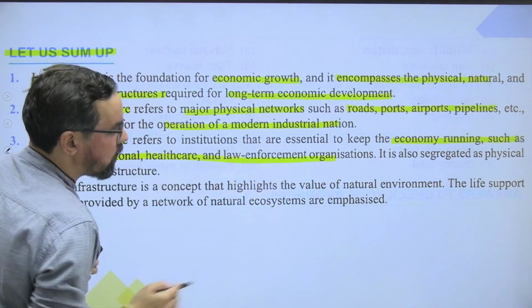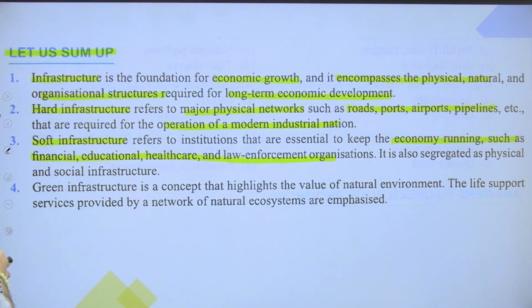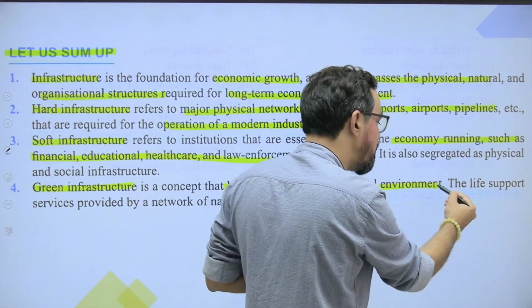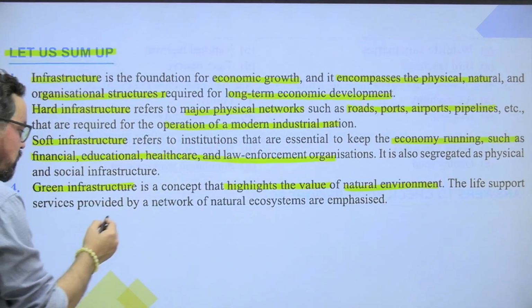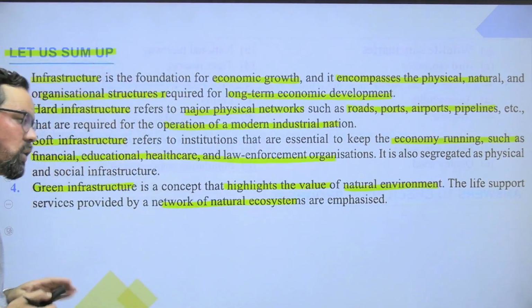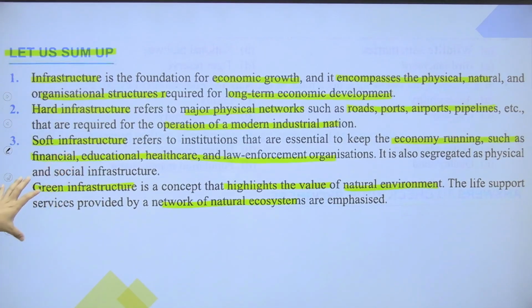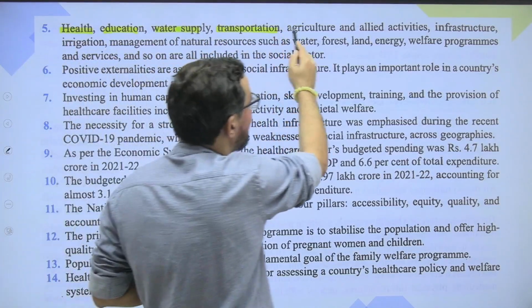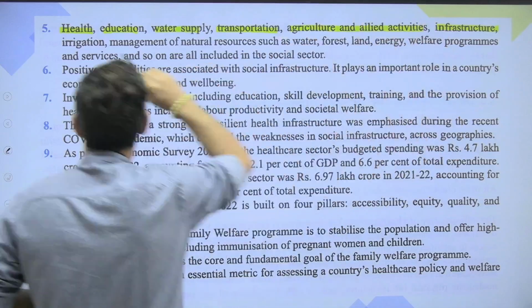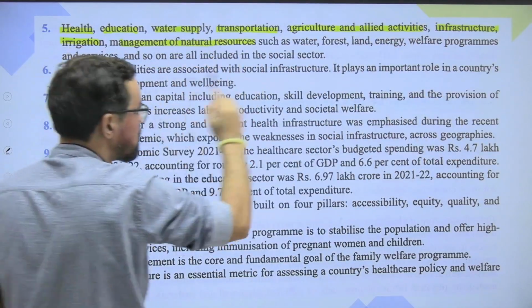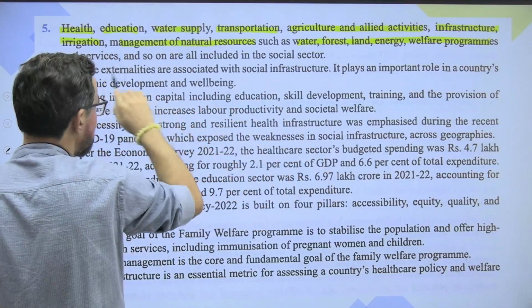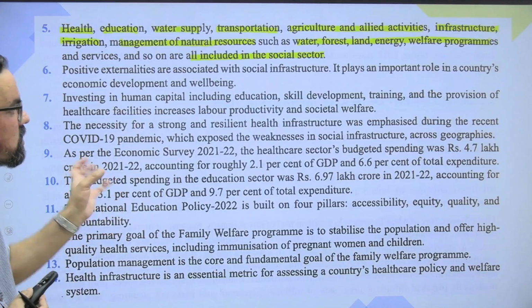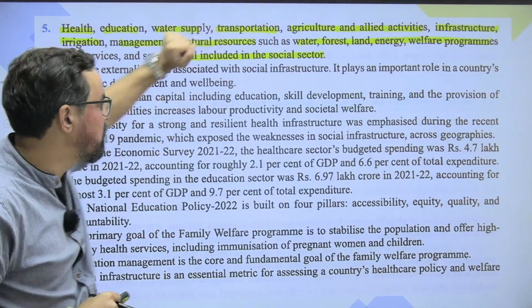ठीक है, it is also segregated as physical and social infrastructure. Green infrastructure is a concept that highlights the value of the natural environment. The life support services provided by networks of natural ecosystems are emphasized under this particular category. Apart from this, health, education, water supply, transportation, agriculture and allied activities infrastructure, irrigation, management of natural resources such as water, and services and so on are all included under social infrastructure. So what comes under social infrastructure? You do have these particular examples here.